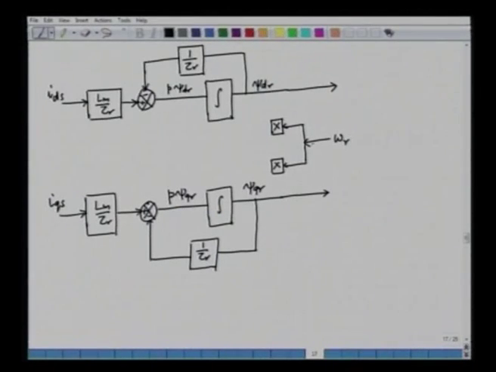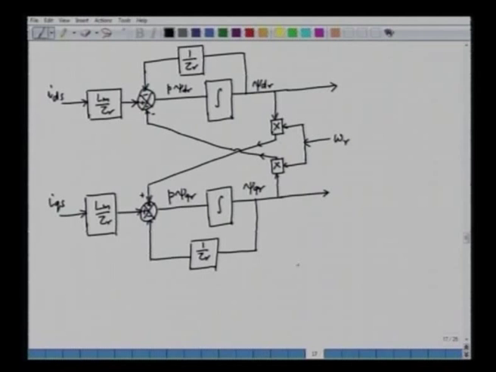So, we can use the speed in this case, and then this is multiplied with psi dr, and this is fed here. And similarly, we can multiply here psi qr, and we can feed this here. This is the output in this case, this is also the output, and this feedback is negative here, and this feedback is positive here. So, this is as per the equation. So, this is the current based estimator of the flux.